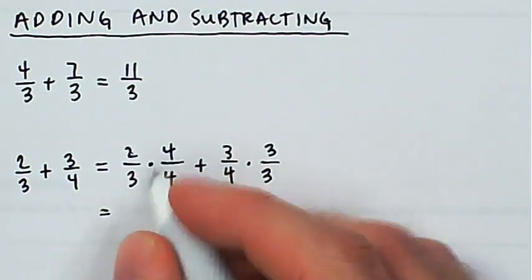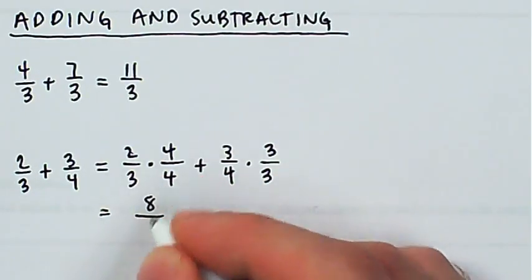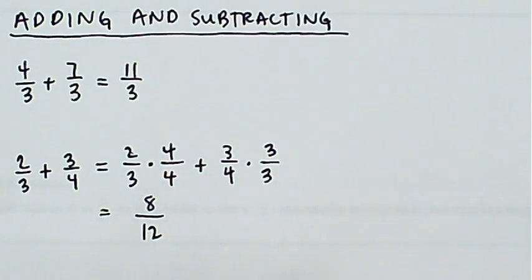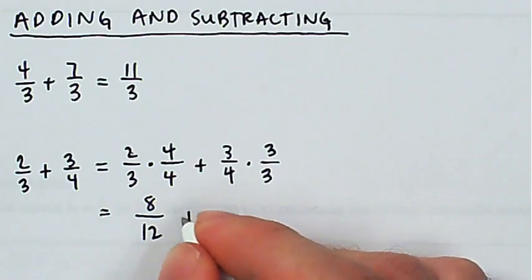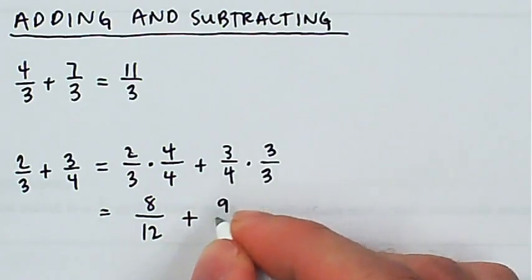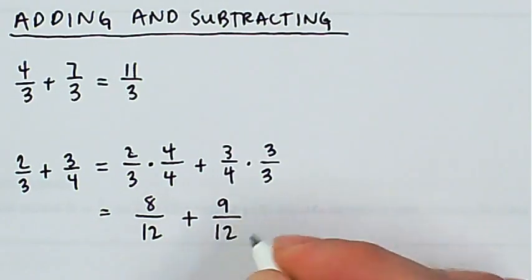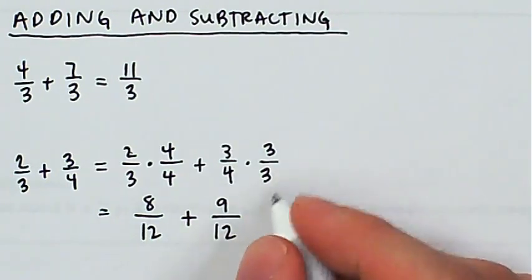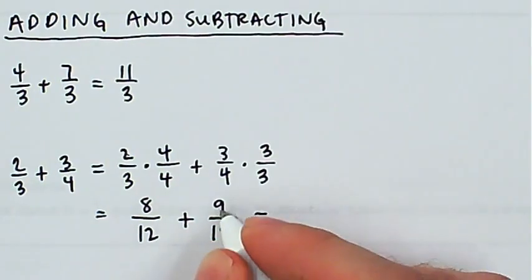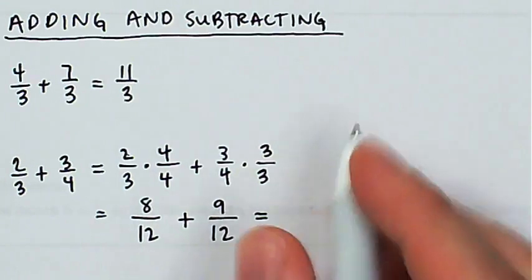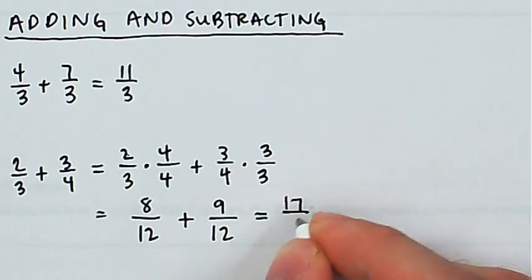Okay, so this is 2 times 4 is 8, divided by 3 times 4 is 12. Remember, we just multiply across when we're multiplying fractions. Plus 3 times 3 is 9, divided by 4 times 3 is 12. And now I've got a common denominator, and I can add those freely. 8 twelfths plus 9 twelfths is going to be a total of 17 twelfths.